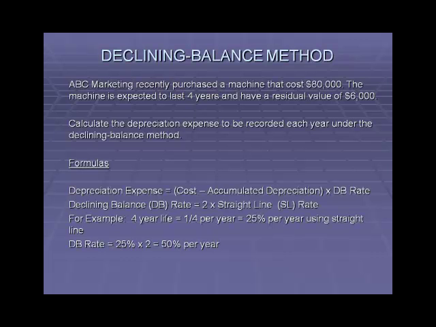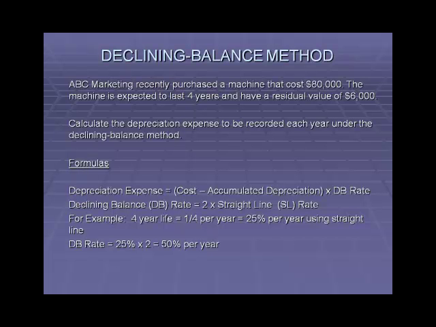Well, first we need to know the formulas we need to use for this. The depreciation expense is calculated as the cost of the asset minus its accumulated depreciation to date, that quantity times the declining balance rate, or DB rate. The declining balance rate is equal to 2 times the straight line rate.